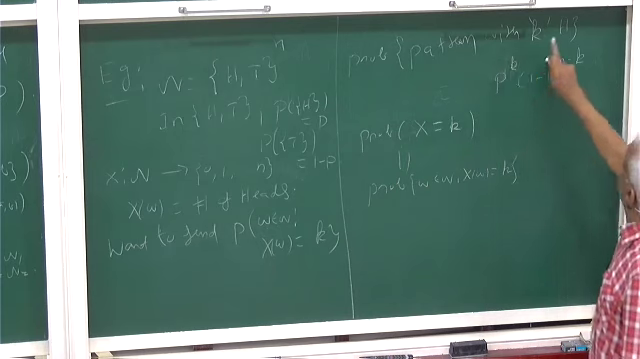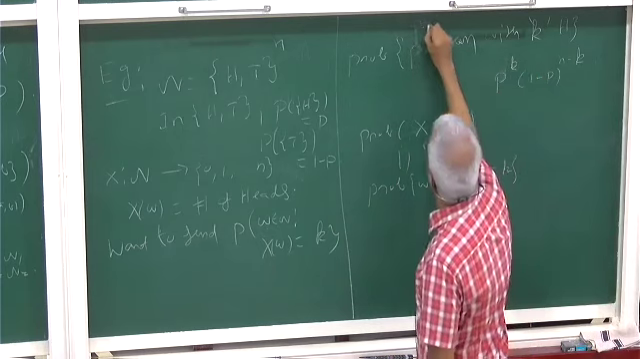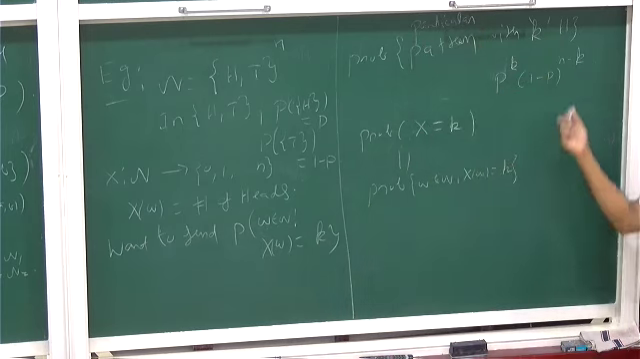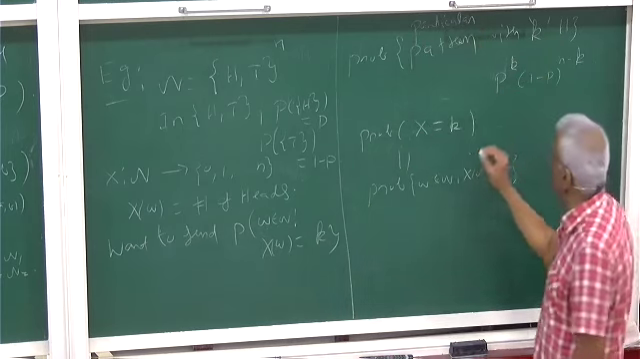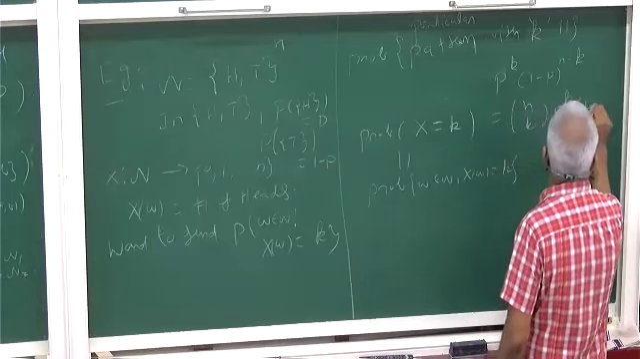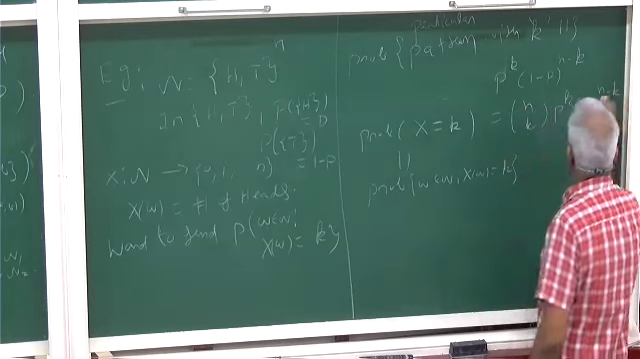Probability with a particular pattern. Yeah, I said it, but didn't write it. A particular pattern is this. For any pattern, it should be nCk times p to the power k times (1 minus p) to the power n minus k.